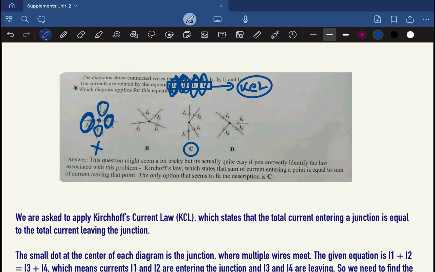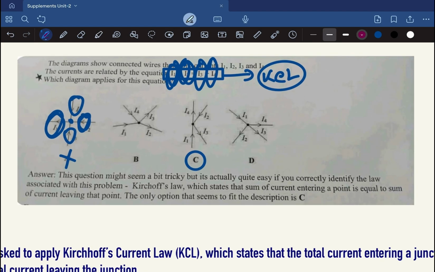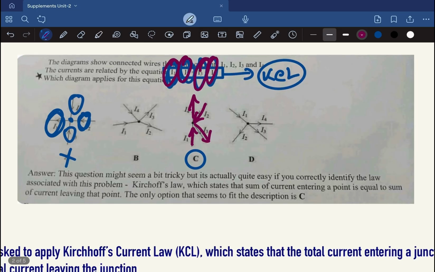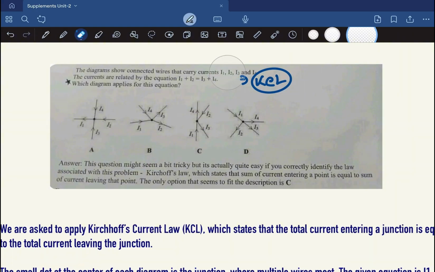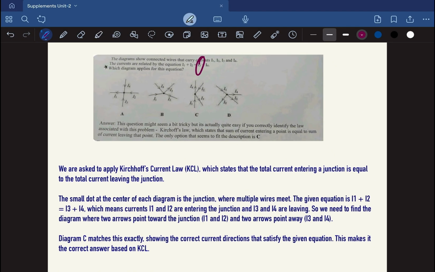Here the reason behind C being the correct answer is because L1 is moving towards the junction and L2 is also moving towards the junction, whereas L4 is going out of the junction and L3 is going out of the junction, which is equal to Kirchhoff's law: two of them should be going into the junction and two of them should be leaving the junction, which means the same number of currents should be leaving the junction and entering the junction. Here I have written the explanation right here. You guys can understand this explanation by reading it.